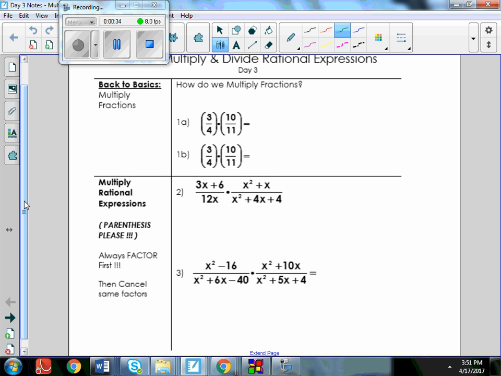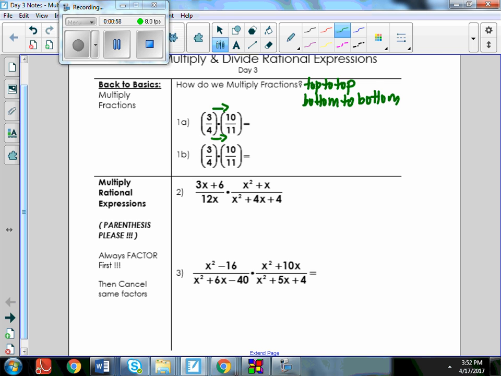Good. Yeah. You do it across the top, so top to top and bottom to bottom. And you don't have to have a common denominator. You just multiply straight across. So we multiply them top to top and bottom to bottom. Straight across.